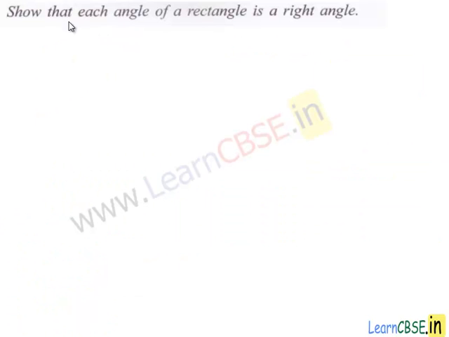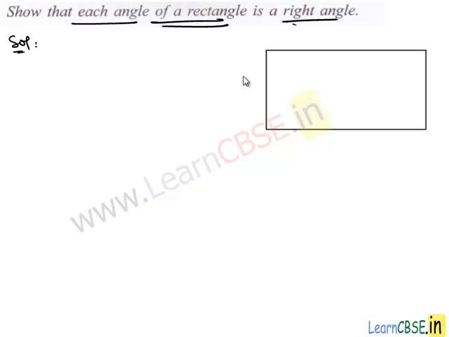Let's move to the next question. Here we have to show that each angle of a rectangle is a right angle. So let's work out the problem. According to the problem, we take ABCD as a rectangle, and we have to prove that in this rectangle, each angle is 90 degrees.